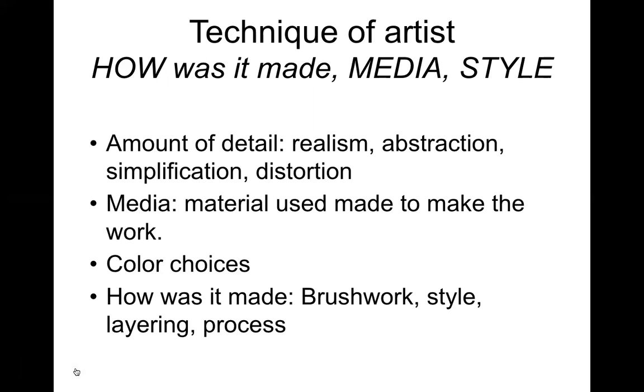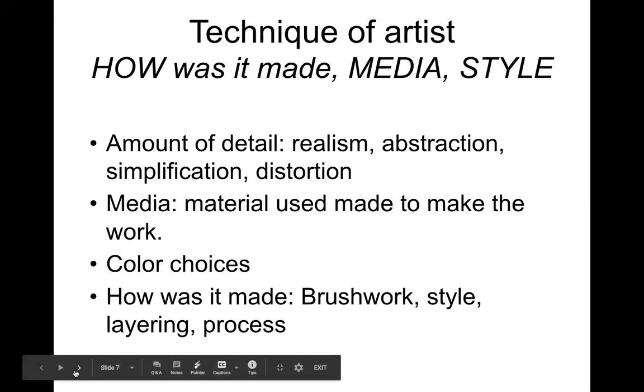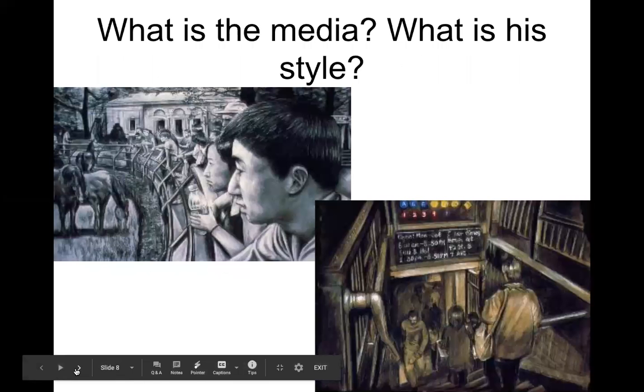When it comes to technique, how was it made? Thinking and focusing on media and style. The amount of detail, right? Is it very realistic? Is it abstract? Is it simplified? Is it distorted? Maybe they use a similar media. Monet always used oil paint. Color choices, and then how it was made. Things like brushstrokes, style, layering, and process, right?